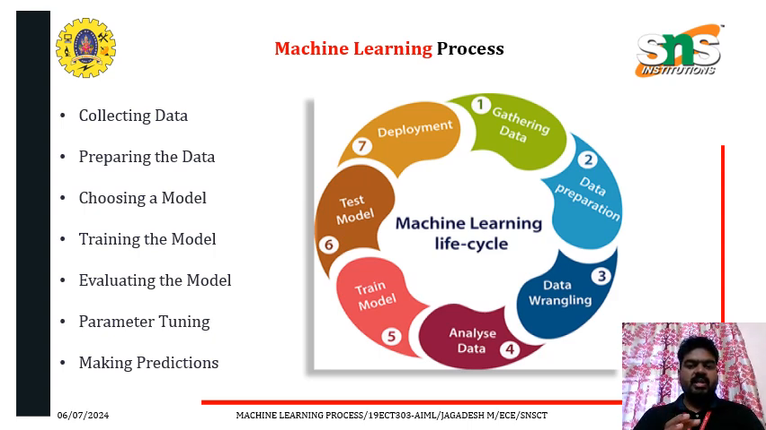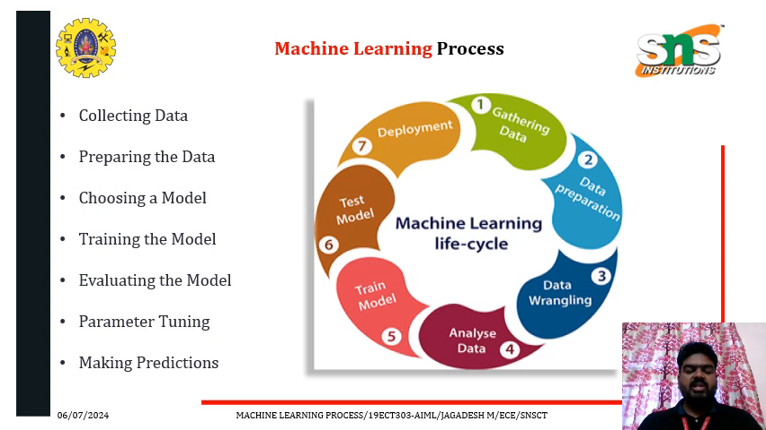According to this machine learning process, we have several steps. From the start, the very initial step is collecting the data, and the next step is preparing the data. The third stage is choosing a model, the fourth stage is training the model, the fifth stage is evaluating the model, and next is parameter tuning. Then finally, making predictions. So these are all the steps involved in the machine learning process. Here we will see one by one, from collecting data to making prediction.